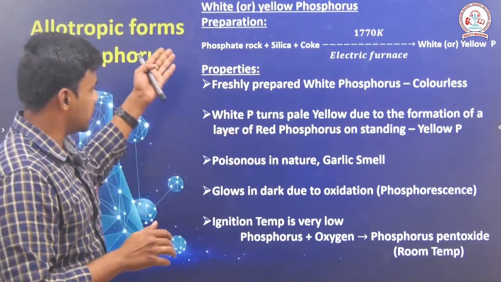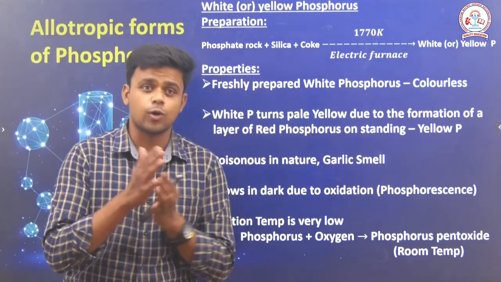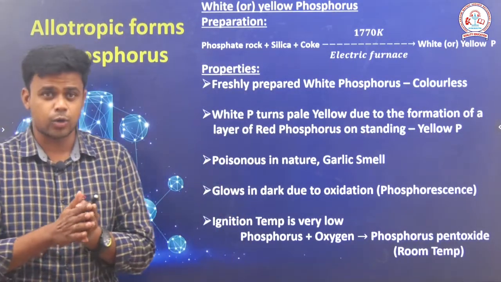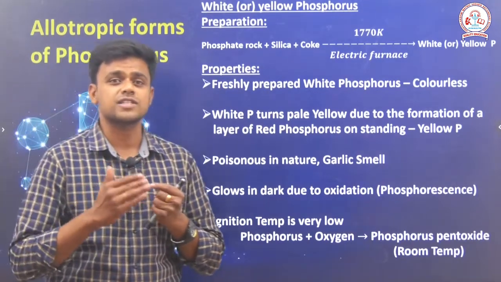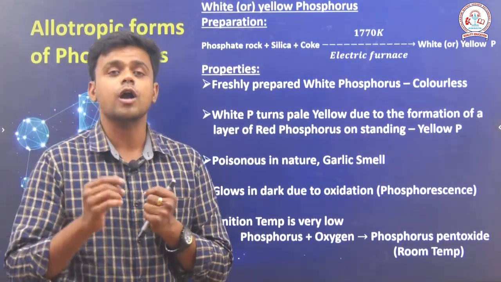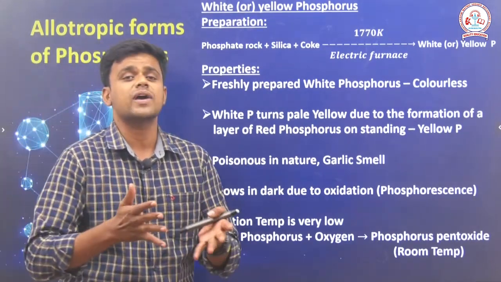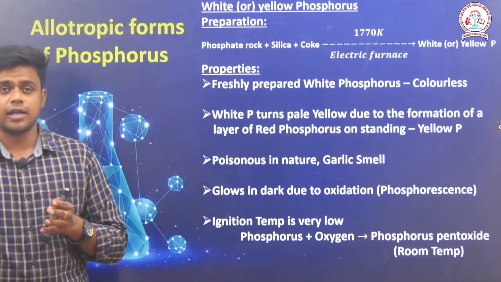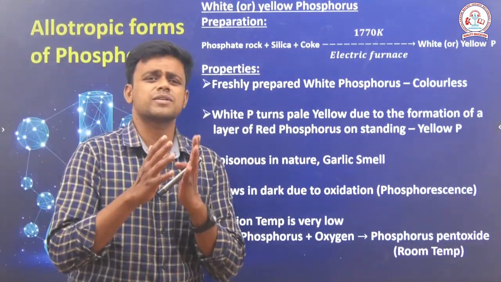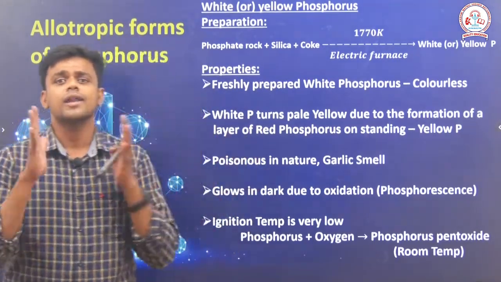You have to take this phosphate rock, and to that you have to add silica and coke, which is nothing but the powdered charcoal, for which you have to generate the temperature of about 1770 Kelvin, not with the flame but with the electric discharge, which means through an electric furnace. If you do it, you will be getting white or yellow phosphorus. Both are quite similar. The properties are quite common. That's why it is named after white or yellow phosphorus.